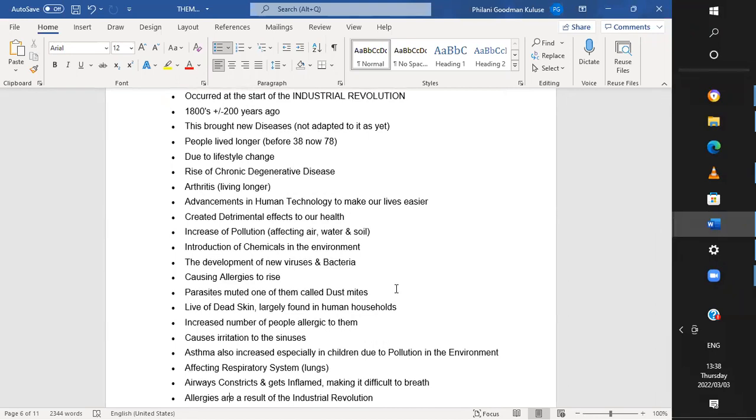Introducing chemicals in the environment. I told you that the industries came with the introduction of chemicals. Chemicals were used for many aspects: cleaning, agricultural use, pesticides, insecticides. Where they were disposed was a problem for the environment. People were breathing that air, and the increase in population affected air, it affected water, it affected the soil.